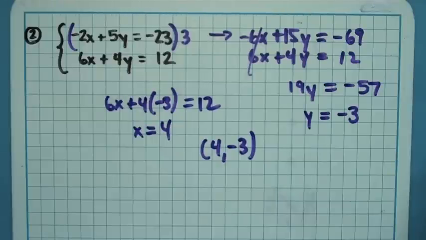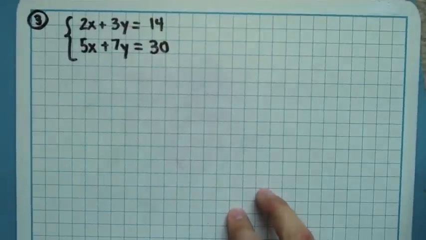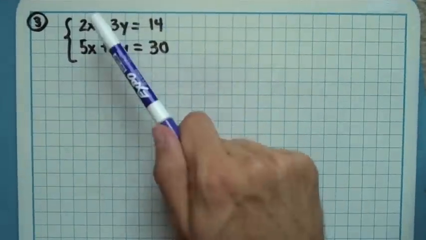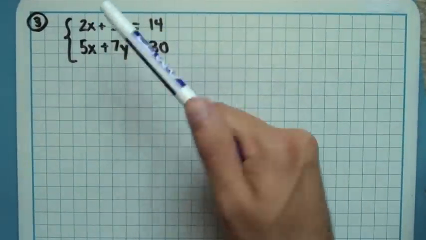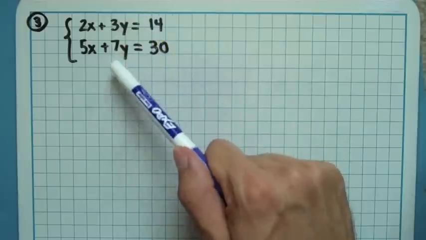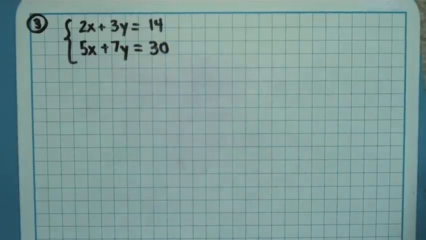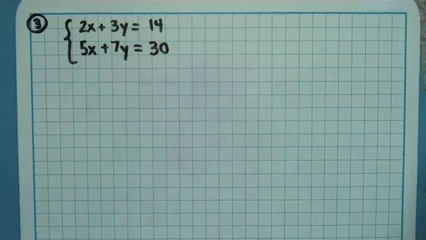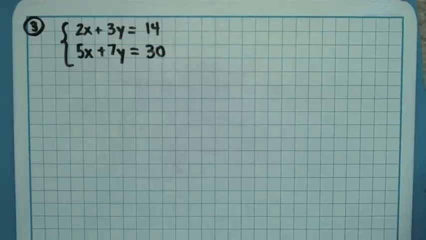Sometimes, like so far on these two problems, we've gotten by with just multiplying one equation. If you look at this problem though, there's nothing you can multiply 2 by to get a 5 whole number. There's no whole number you can multiply 3 by to get a 7. Neither one of them is going to work out that nicely. So sometimes you will have to multiply both equations by constants.